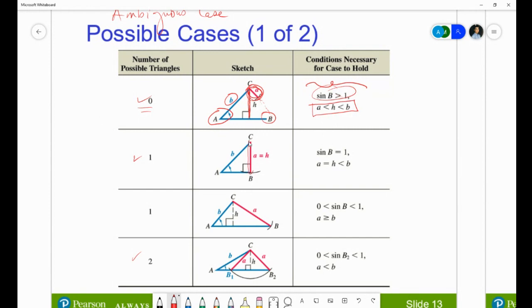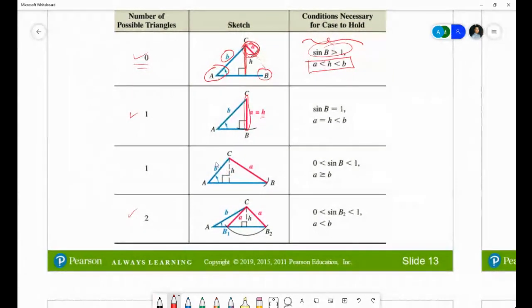If my third side is equal to the height, then I know that it has to be a right triangle. If my third side is too long, or basically longer than B, then this side basically swings outwards here so that it can create an obtuse angle. So the obtuse angle is here.